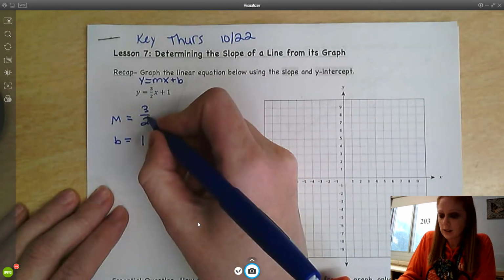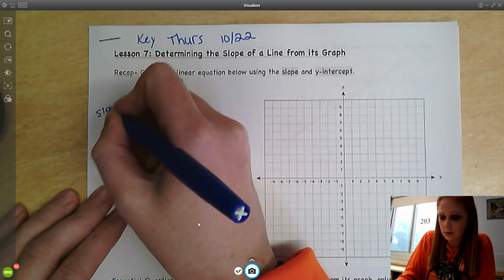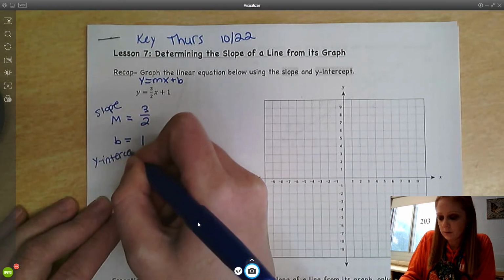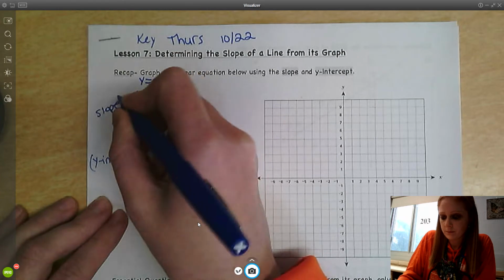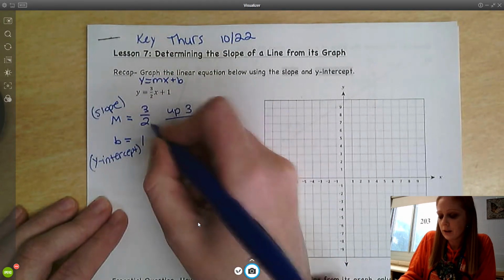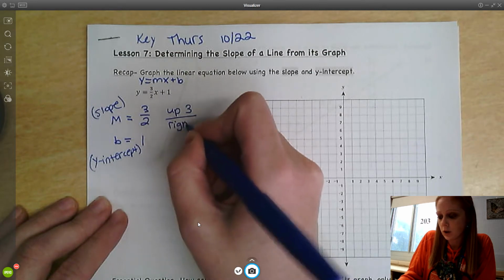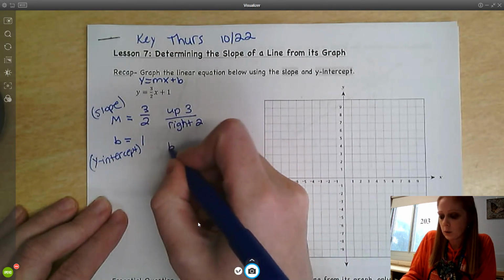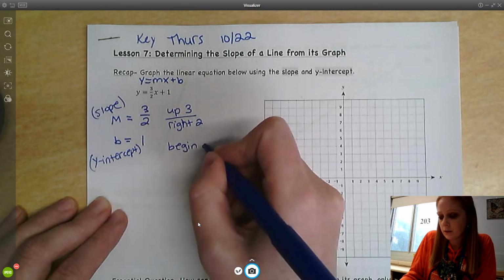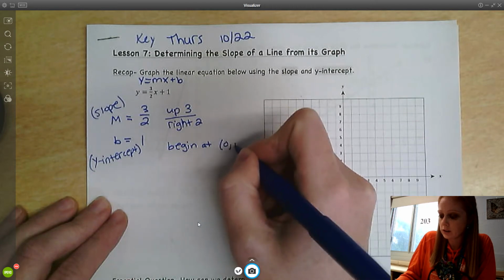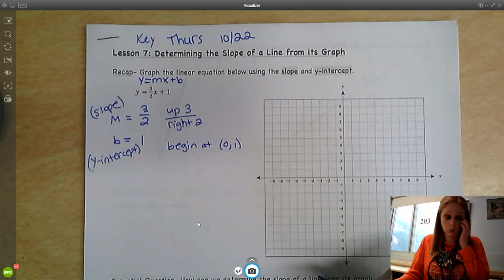Okay, so this tells us how much we're going to move. Remember, m is slope. B is y-intercept. So this positive 3 tells us we're going to be going up 3. Positive 2 tells us we'll be going right 2. And a b of 1 tells us that we will be beginning at 1 on the y-axis, which is going to be the point (0, 1), where the y-coordinate is 1.